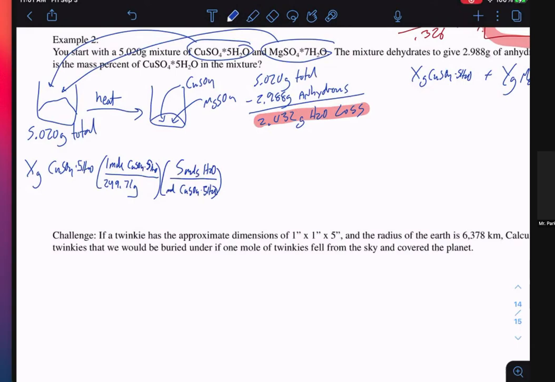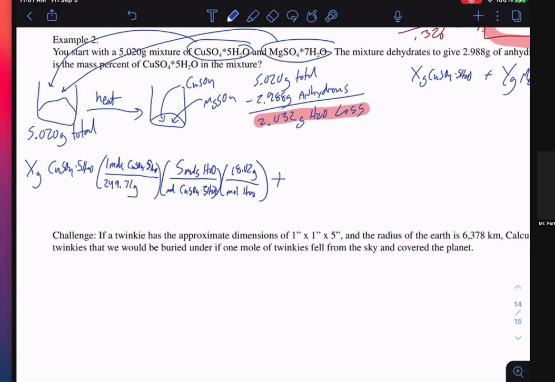But I need to get this into terms of mass of water. So I go one more step. Mole of water, 18.02 grams. Okay. As far as X is concerned, whatever X is, this stoichiometry will convert this into grams of water. Does that make sense? Okay.